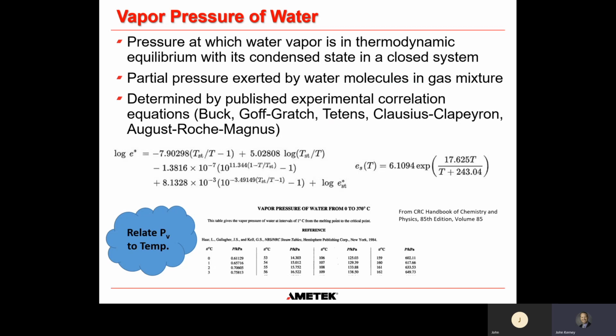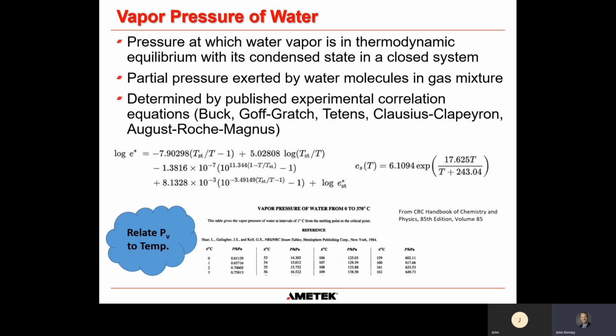The thing to know about vapor pressure of water is it's determined experimentally. There's a number of different equations that can be used to calculate water vapor pressure. I've listed 5 of them here on the slide: Buck, Goff-Gratch, Tetens, Clausius-Clapeyron, et cetera. After the session, if anybody wants to reach out and contact me, I'm happy to go into any of those in detail or provide you with some references to get that information.